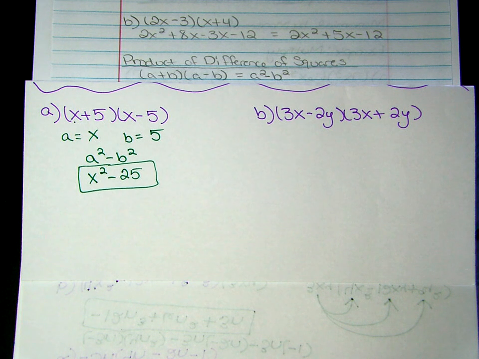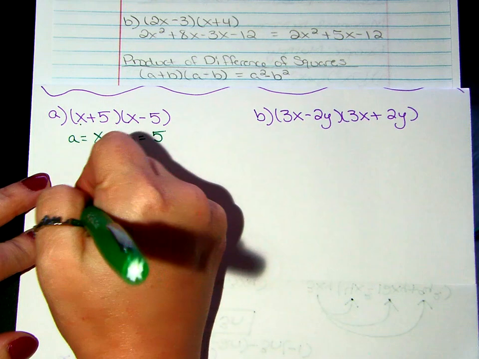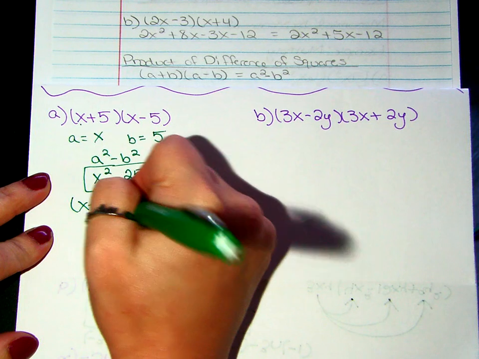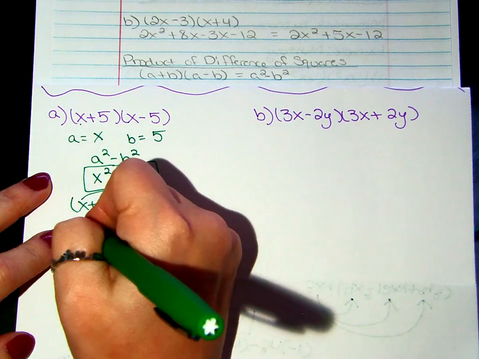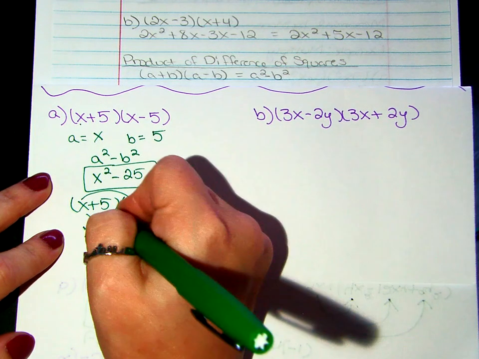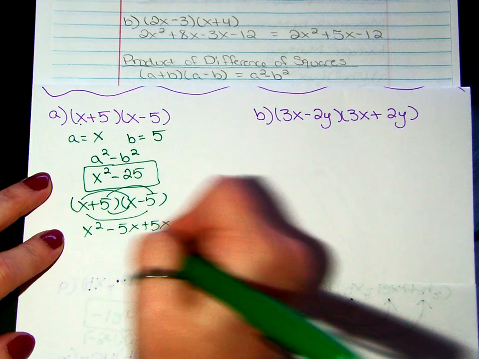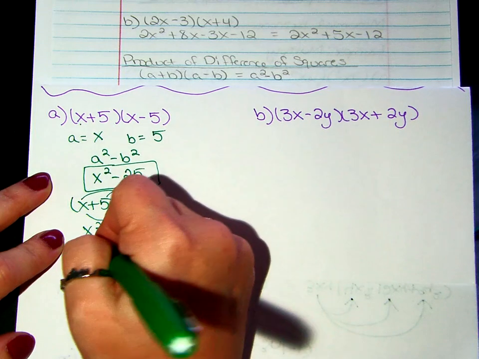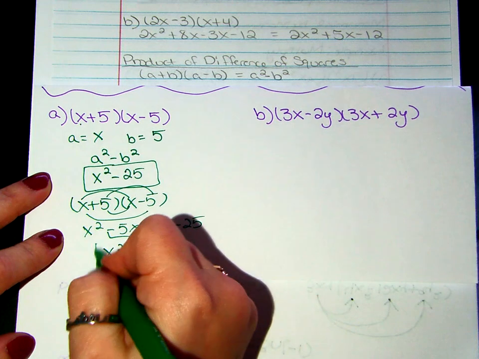99% of the time, that's not how I do it. 99% of the time, I do old-fashioned FOIL. Mostly because I'm not stopping to think, is that a difference of squares? I'm just foiling. I see it, and I'm like, okay, I got to FOIL that. So it's x squared minus 5x plus 5x minus 25. These middle two terms go away, giving you x squared minus 25. You get the exact same answer regardless of which method you choose to use.